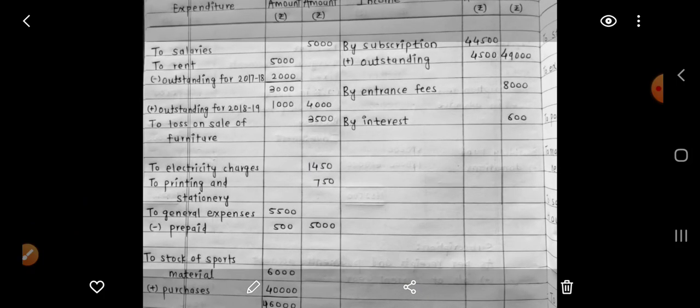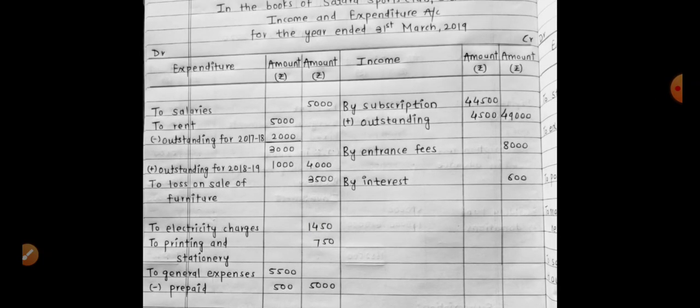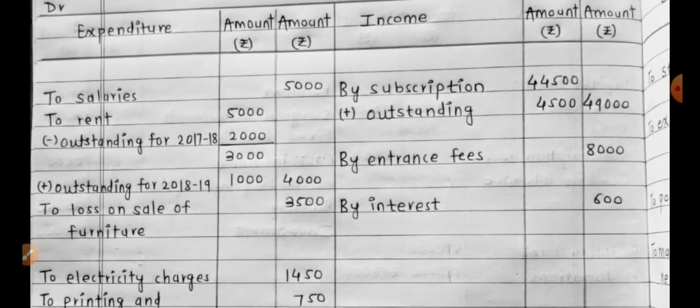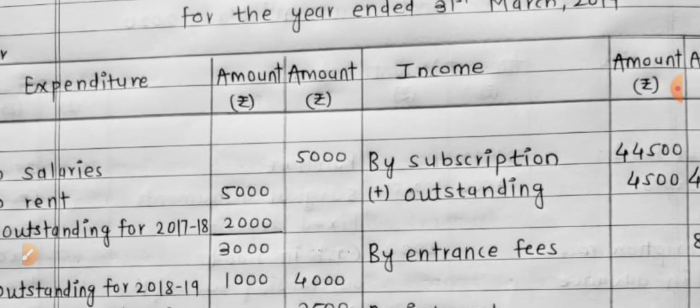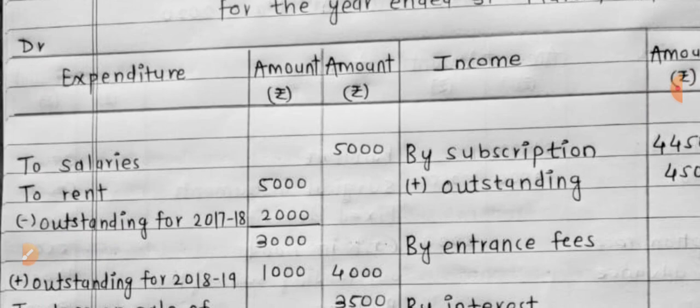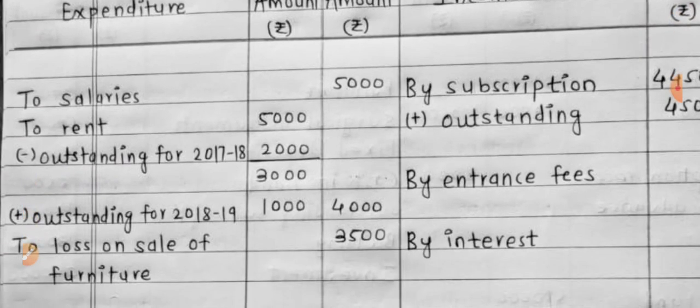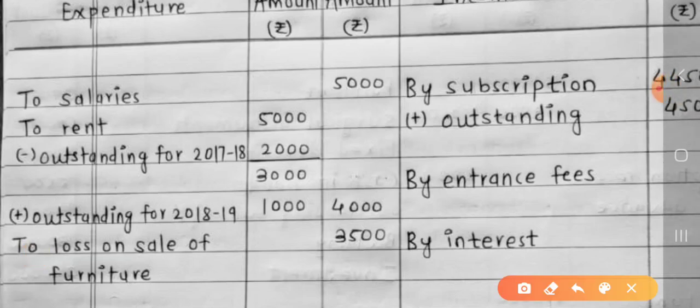It is available here. One of our curious students has already solved this problem. Here it is. Salaries, rent, minus for the previous year rent, and plus outstanding for the current year. So exact rent for this year is 4,000.